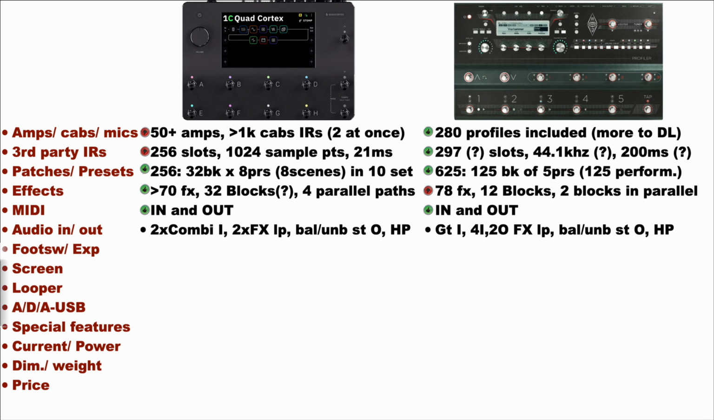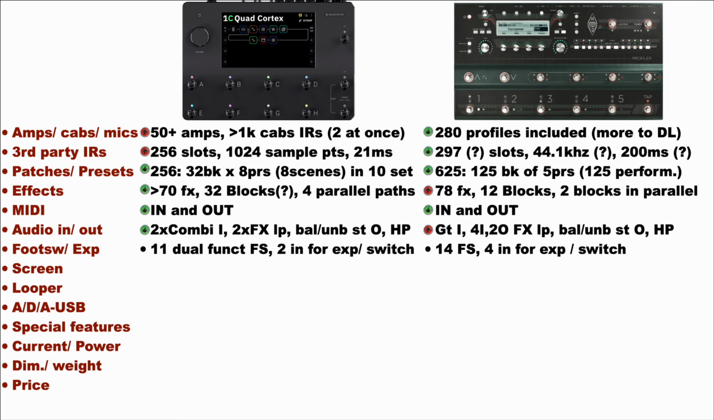I think it's pretty cool. The Quad Cortex has 11 dual function foot switches, meaning that they can also serve as rotary knobs in order to change parameters, where the Kemper has 14 foot switches. The Quad has 2 inputs for external foot switches or expression pedals, and the Kemper has 4 of them, so the Kemper is better here.